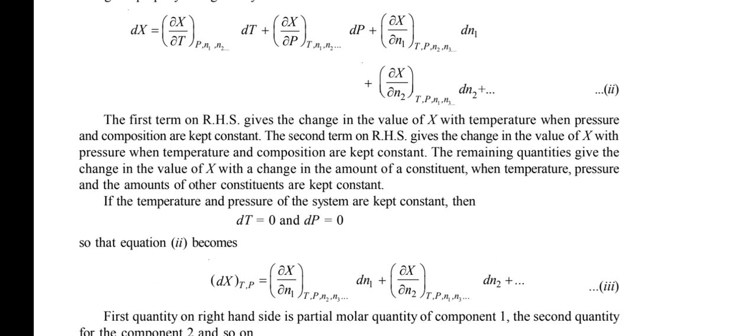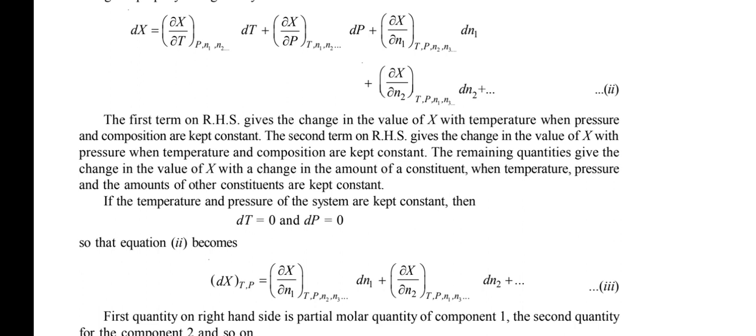The first term on the right hand side gives the change in the value of X with temperature when pressure and composition are kept constant. The second term on the RHS gives the change in the value of X with pressure when temperature and composition are kept constant. The remaining quantities give the change in the value of X with change in the amount of constituent when temperature, pressure and the amounts of the other constituents are kept constant.